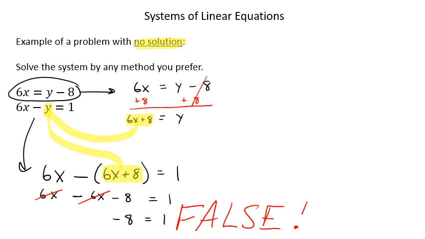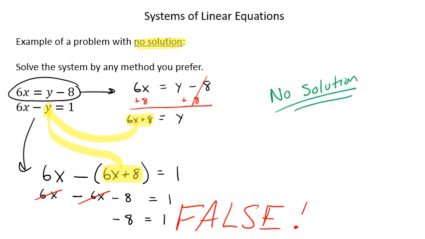Under any circumstances in the real number system, that is a false statement. If you hit a false statement, you stop there. The answer to this problem, solve the system of equations, is no solution.